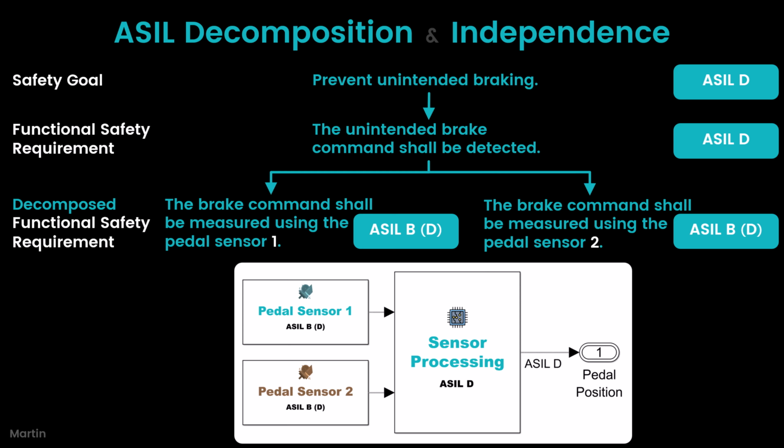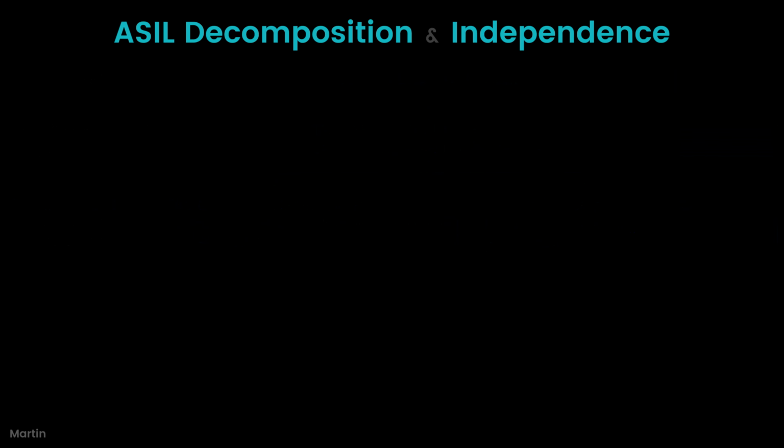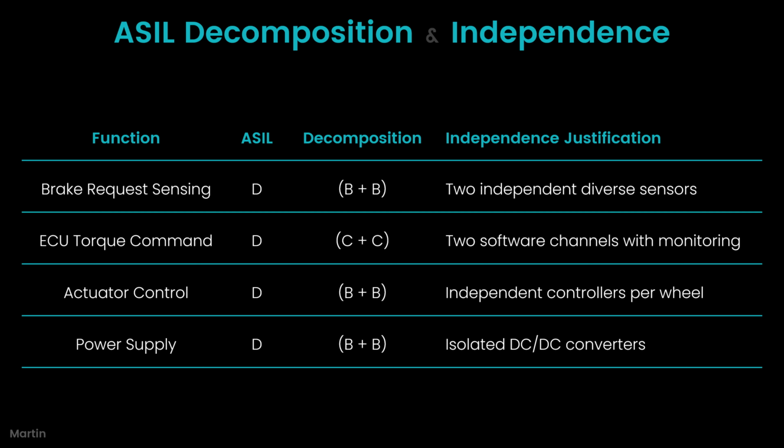The brake command shall be measured using pedal sensor 1, ASIL B(D), and the brake command shall be measured using pedal sensor 2, ASIL B(D). Together, these two ASIL B(D) channels provide sufficient redundancy and independence to achieve the original ASIL D safety goal. Here are some examples of ASIL decomposition. Please feel free to take your time to review them.